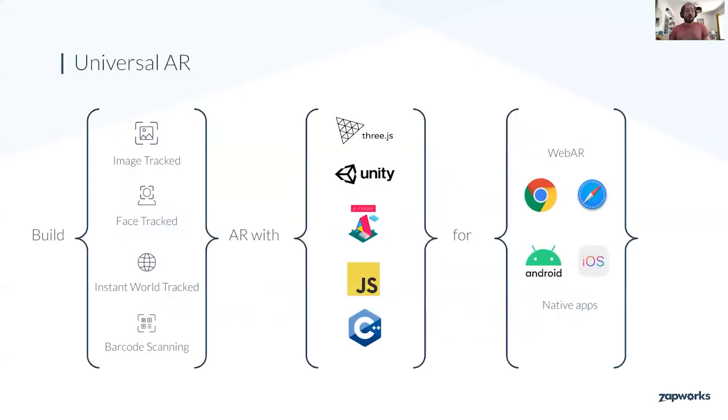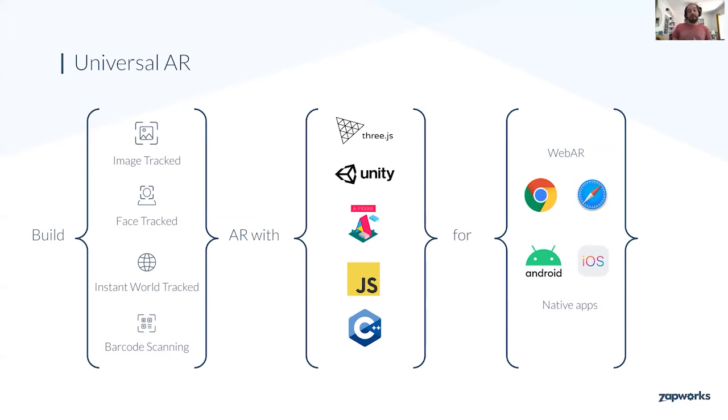So with Universal AR, you can build image tracked, face tracked, and instant world tracked experiences. Those tracking types we've just seen, but you can build them with the tools that you're already familiar with. For example, if you're a web developer, you may have used A-Frame or Three.js to build 3D experiences for the web. Well, now with Universal AR, you can build augmented reality 3D experiences using those tools and the tracking types that we've just spoken about.